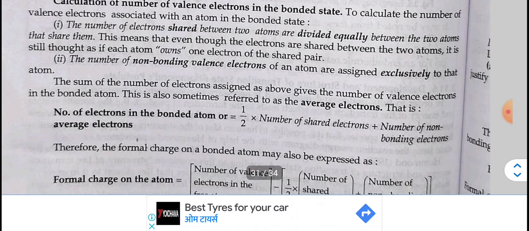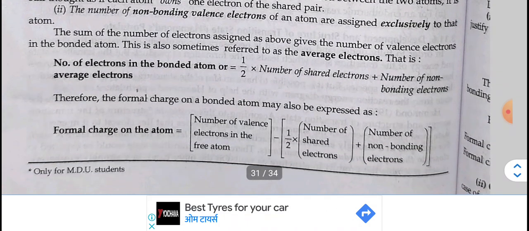Number of non-bonding valence electrons of an atom are assigned exclusively, so that the sum of numbers of electrons assigned as above gives the number of valence electrons in bonded atoms. This is also sometimes referred to as average electrons, that is, number of electrons in bonded atom or average electrons equal to 1/2 into number of shared electrons plus number of non-bonding electrons.